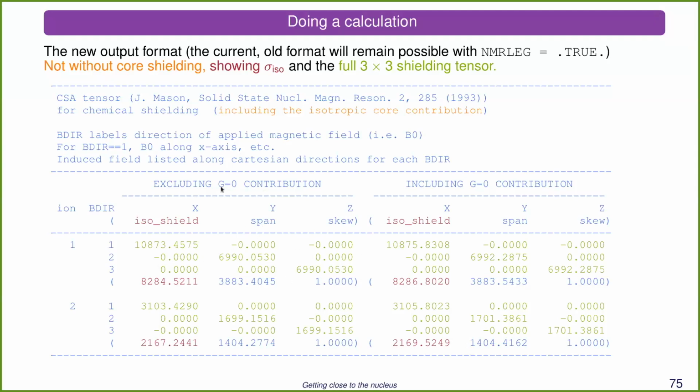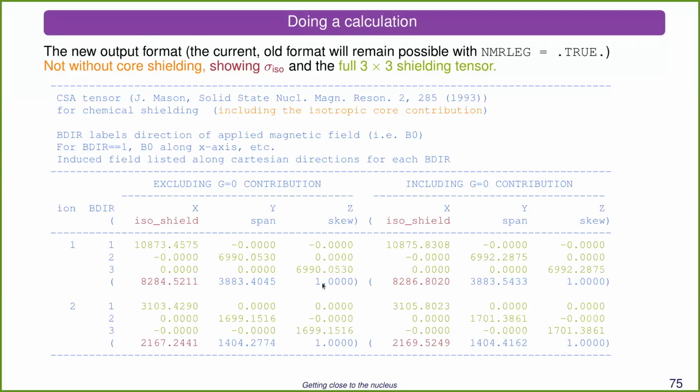So what is this? You still have G equals 0 excluded or included. But here you see the full tensor, not symmetrized yet. You can't see that here, but it is not symmetrized yet. Then it's symmetrized. And after that, we calculate the shielding.